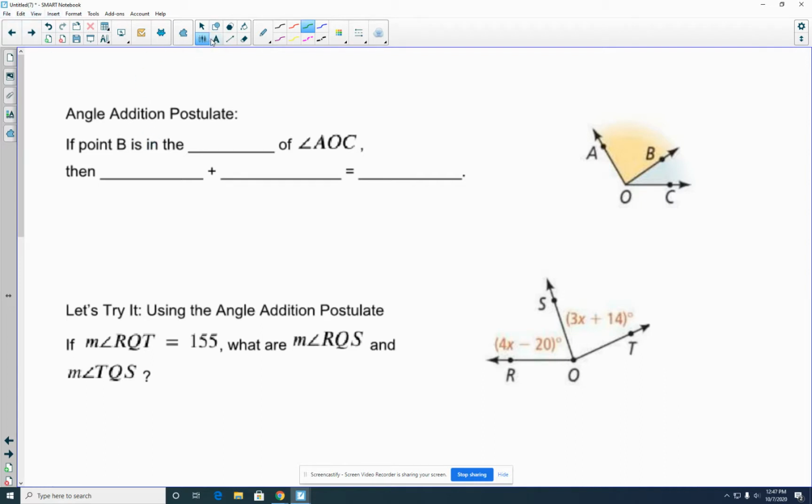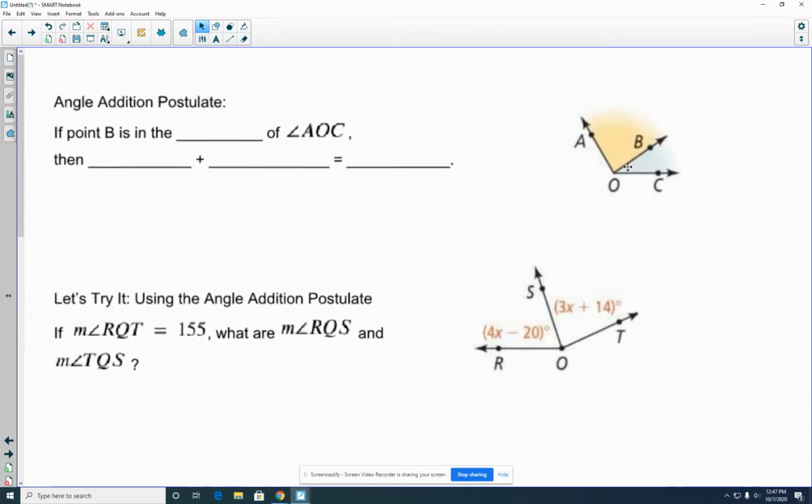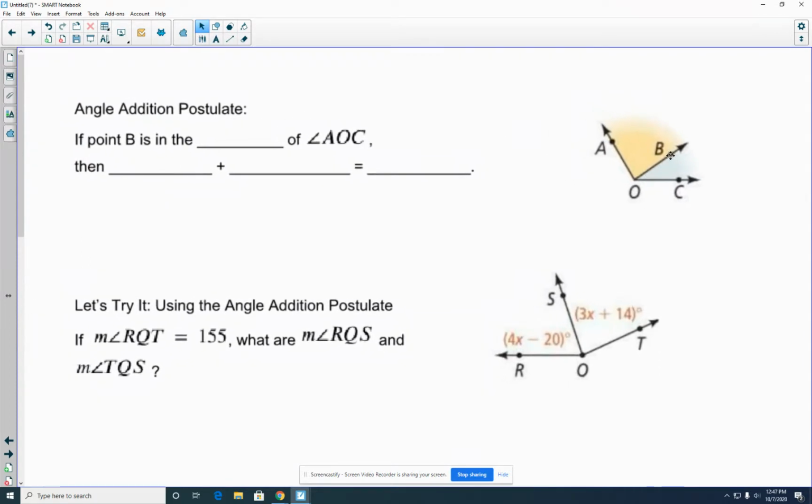Okay, now let's talk about adding angles together with the addition postulate. Take a look at this angle over here. It says that we have a point B. Now, if you notice, point B is in the interior of this angle AOC. So let's fill this in. This right here is in the interior, right? It's on the inside of that angle.